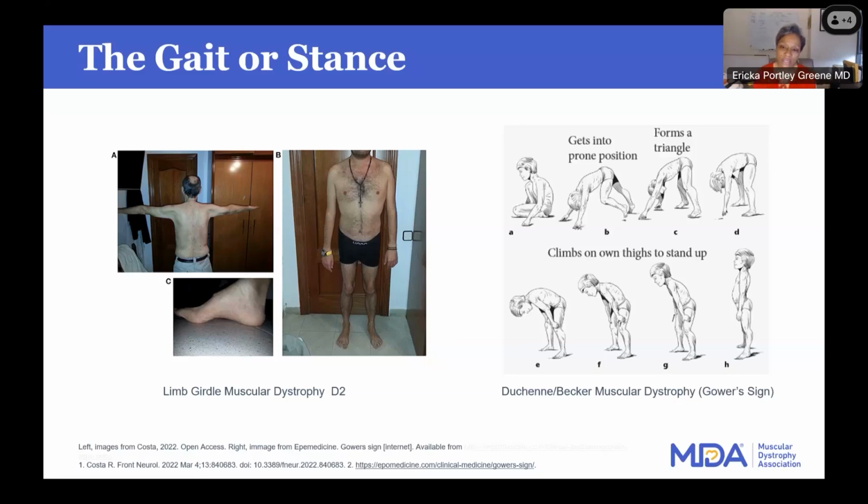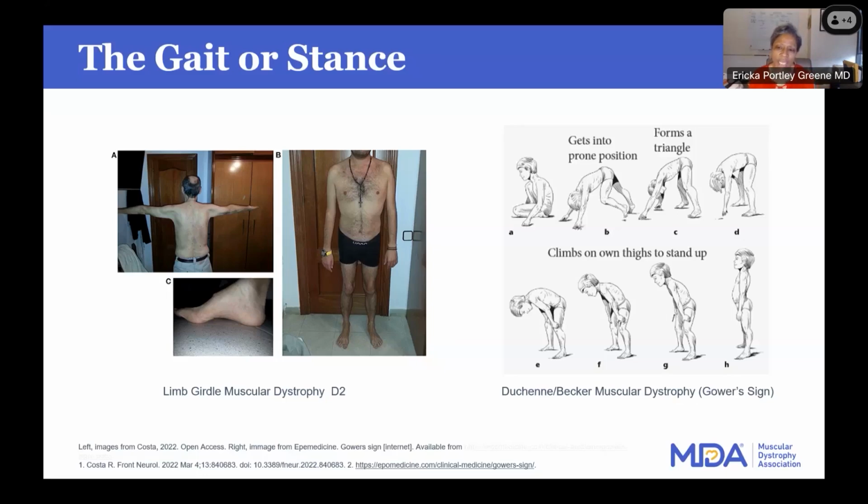To the right is the classic Gower's sign, first described in young boys who inherited the dystrophin mutation that causes Duchenne muscular dystrophy, and a less severe mutation, Becker muscular dystrophy. But it's not specific just to these dystrophies. We see this type of modified and compensated movement to get up from a sitting or floor position in other dystrophies, including limb girdles.